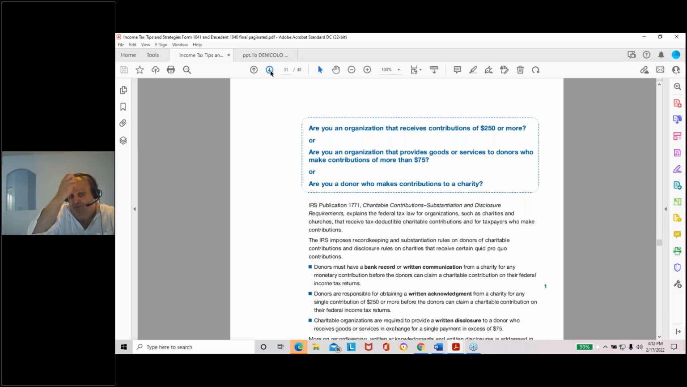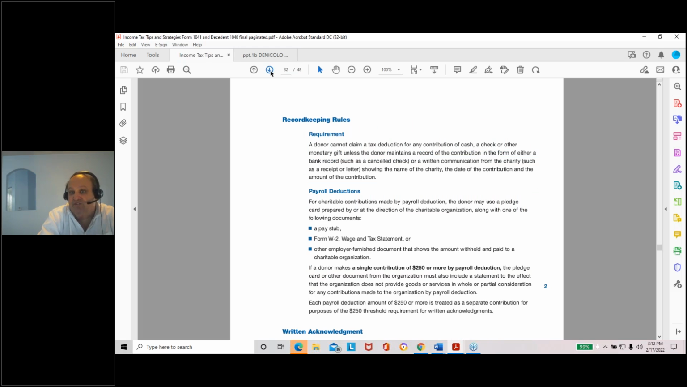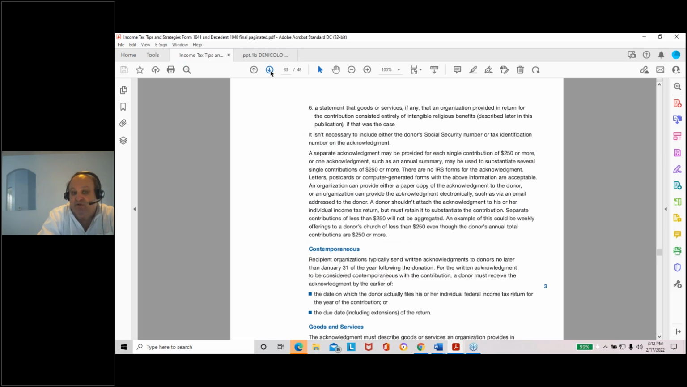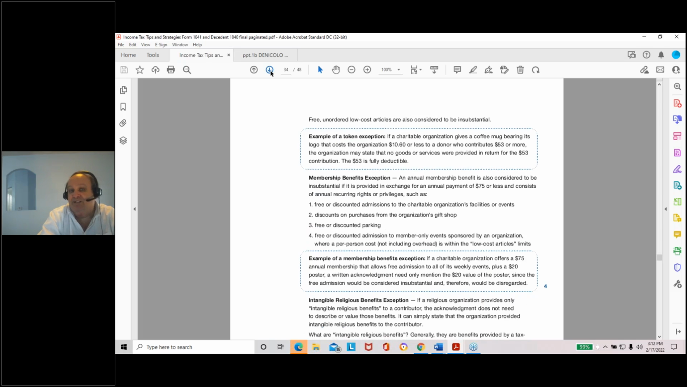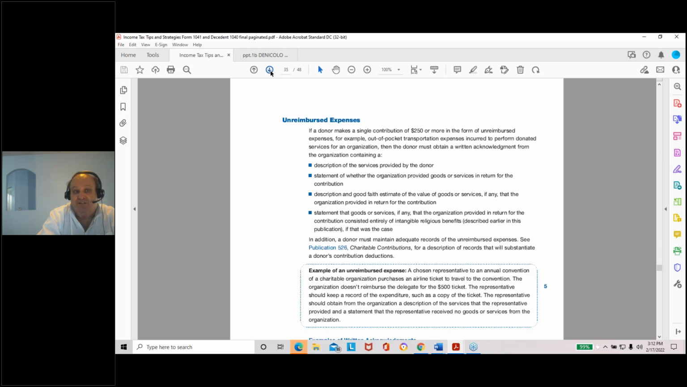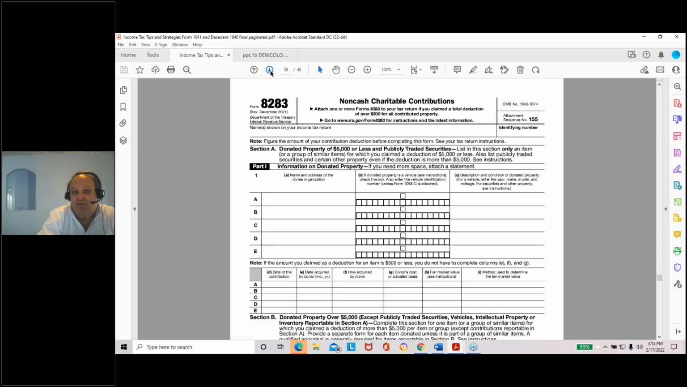So her CPA was doing the statements for her, and that CPA was putting that information on there. So that's very important. These record keeping rules, the written acknowledgement, and the contemporaneous requirement that we saw in the Durden case are a very, very important thing.